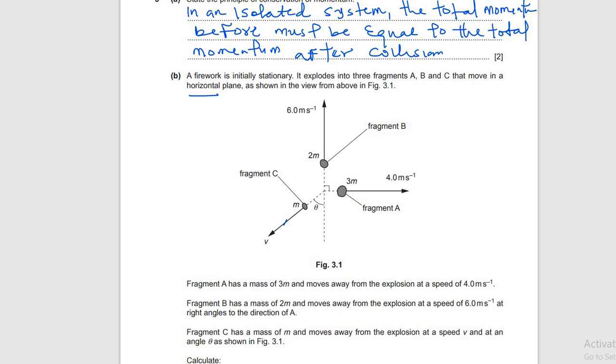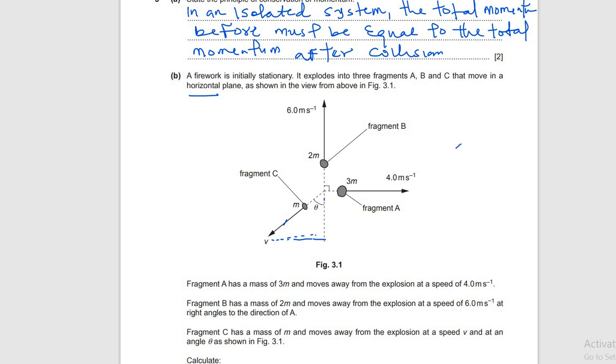Generally in physics, when the variable is at an angle, you are supposed to resolve them into two directions. So the question will now tell us or lead us which direction to use when solving questions. First, fragment C is at a particular angle. I need to resolve it. This is the horizontal part of fragment C, and this is the vertical part.